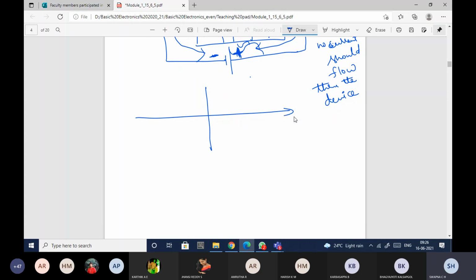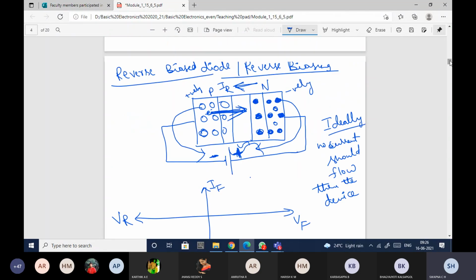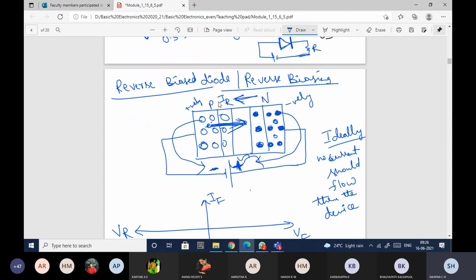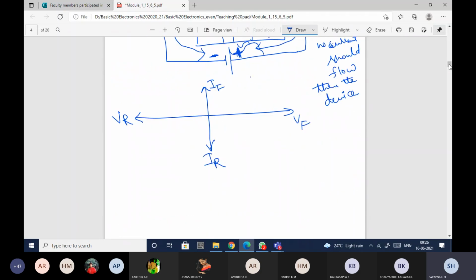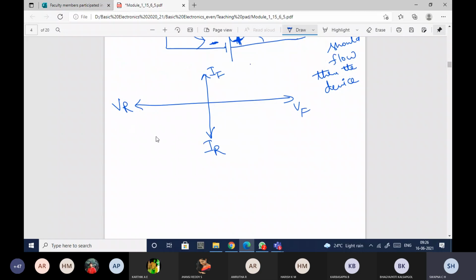So this is VF, this is IF, the forward current, and this is IR, the reverse current, sorry, the reverse voltage VR. Even the polarity has been changed, VR, and this is IR. So now the graph will be in the third quadrant. The reason behind that is, here if you observe, the current direction is opposite to the forward biasing current, and even the voltage you are applying is reversed. So that is the reason it will be in the third quadrant.